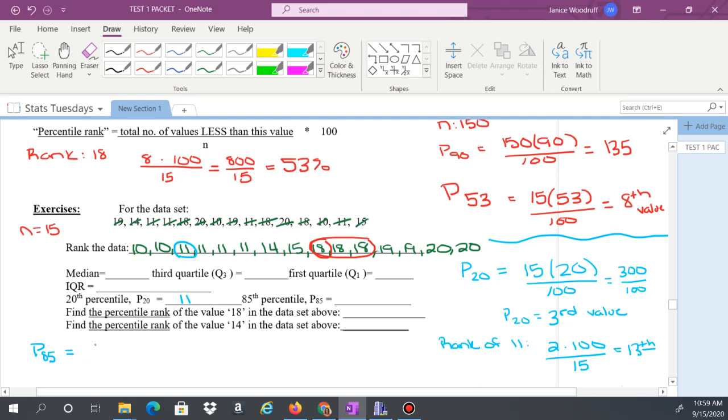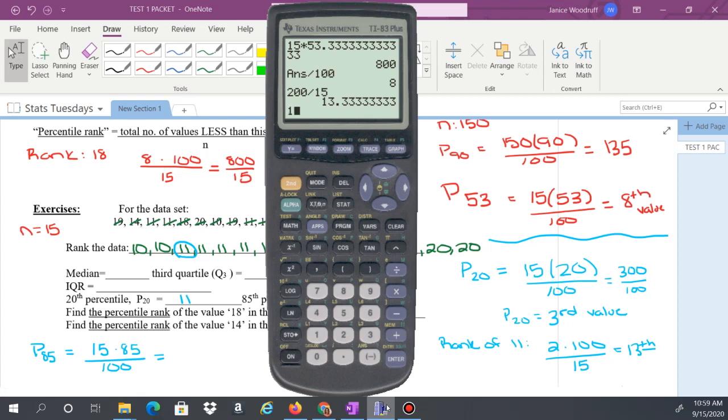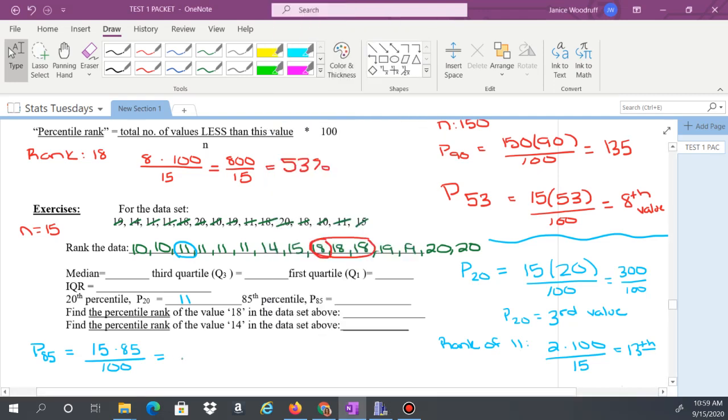And let's see, so you have 15 values. You want the 85th percentile over 100. So 15 times 85 would be 12.75. So they're in round up. So it's the 13th value. So 1, 2, 3, 4, 5, 6, 7, 8, 9, 10, 11, 12, 13. So it's this one here, 19.